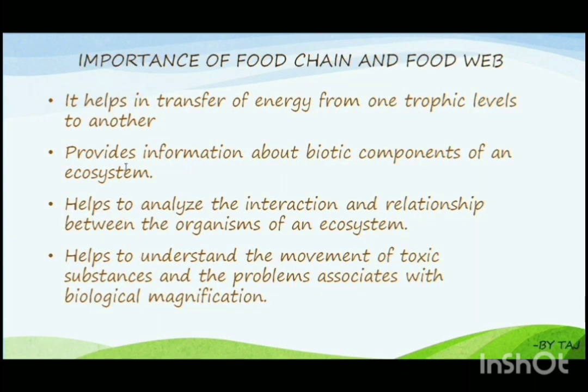The most important thing about food chains and food webs is that they help in the transfer of energy from one trophic level to another trophic level. Both food chain and food web I have given here. They also provide information about the biotic components of an ecosystem. Biotic means living components of the ecosystem. It helps to analyze the interaction and relationship between the organisms of an ecosystem, and it also helps to understand the movement of toxic substances and the problems associated with the biological magnification effect.